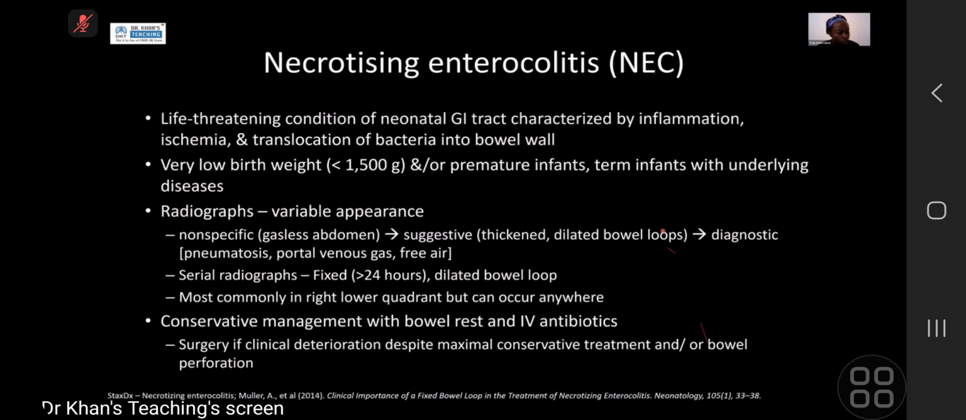If the child does not improve despite all the conservative treatment, or if they develop any signs of obstruction or perforation, then they'll tend to go for surgery. But you try and avoid surgery in these children because surgery comes with its own complications, and then they've got the potential for generating adhesions and so on and so forth down the line, which will lead to bowel obstruction.